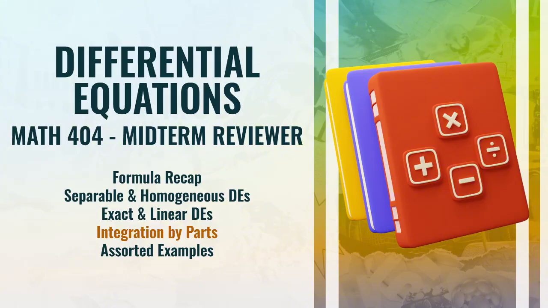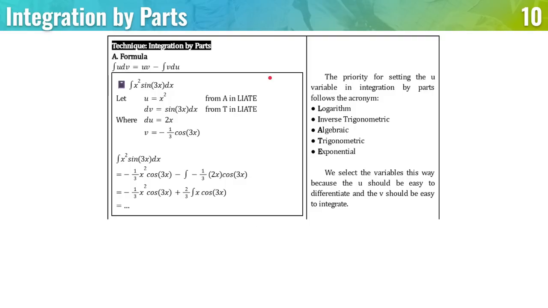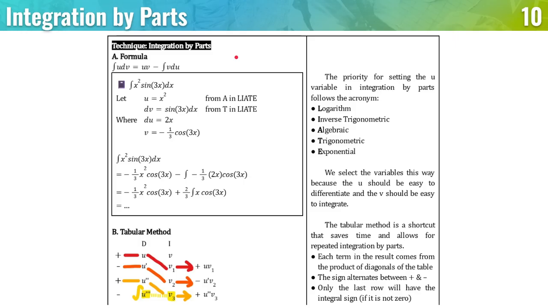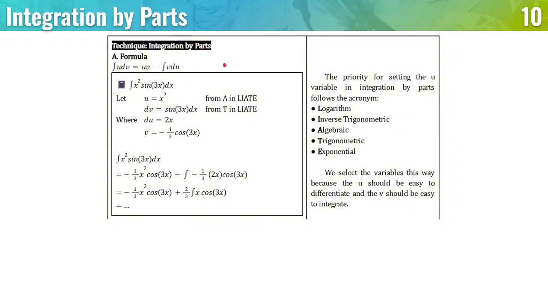So now we've had examples for exact and linear DEs. Let's look at some integration by parts to prepare for answering more exact and linear DEs in the assorted examples later. There are two ways to do it, either through the formula or through the tabular method. First, for the formula, we assign a u and a dv, following the setting of the u variable in integration by parts, following the acronym logarithm, inverse trigonometric, algebraic, trigonometric, and exponential. So this is the acronym LIATE.